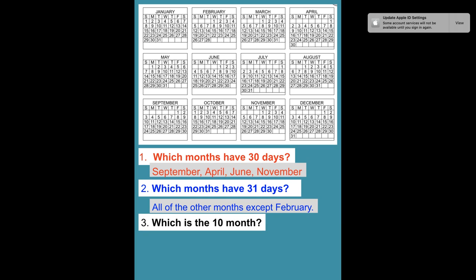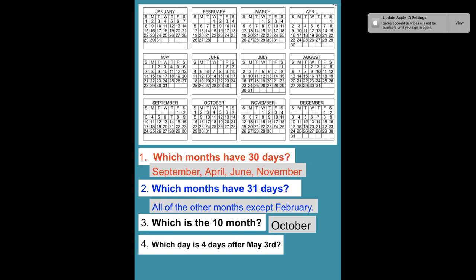Number 3, which is the 10th month? So if we number these off with January as number 1, this is 1, 2, 3, 4, 5, 6, 7, 8, 9, 10. So October is the 10th month.